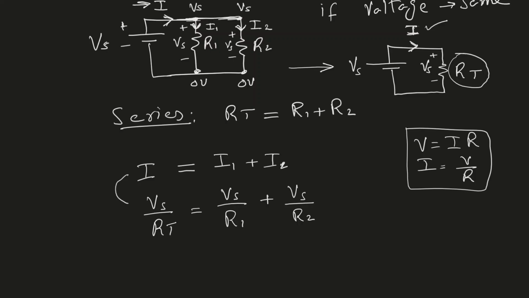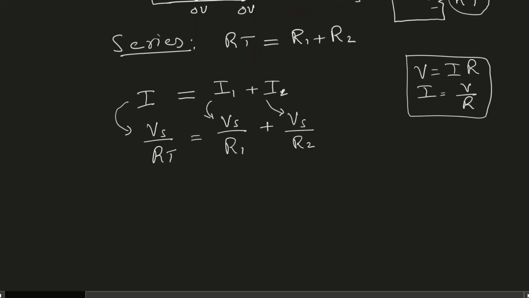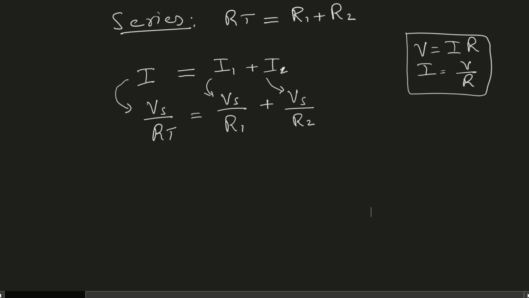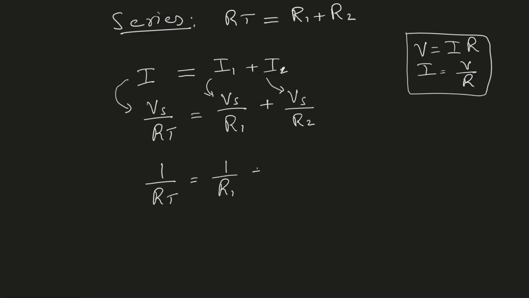So each current is transformed from this representation to the representation in which we have resistance value, because we are interested in finding the resistance, so therefore we did this transformation. Now, one obvious thing that we can see is that we have Vs in each term. So if I divide by Vs on both sides, I will get 1 over R total equals 1 over R1 plus 1 over R2. And now you see that we have an equation that relates R total to the two resistances R1 and R2.